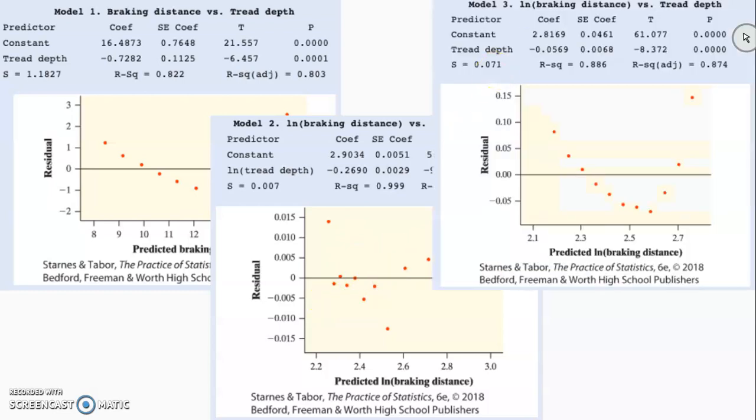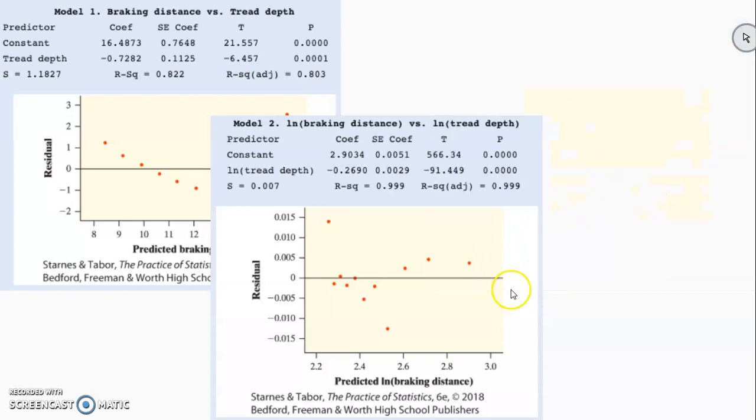And then I have model 3, which did the natural log of braking distance only versus tread depth. So this would be that exponential model. We just take a log of the y's. And I can see that there's also a very clear curved pattern there. So it seems like our best bet would be this model 2.